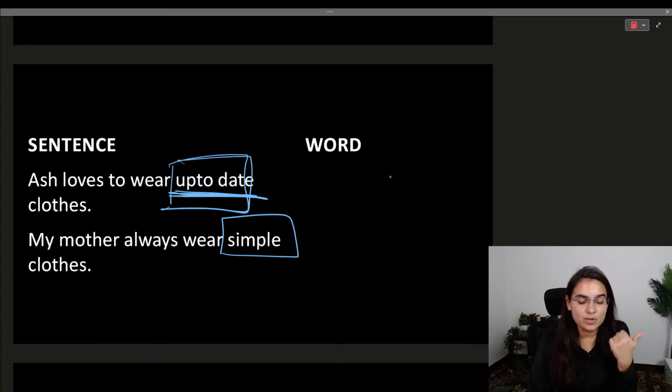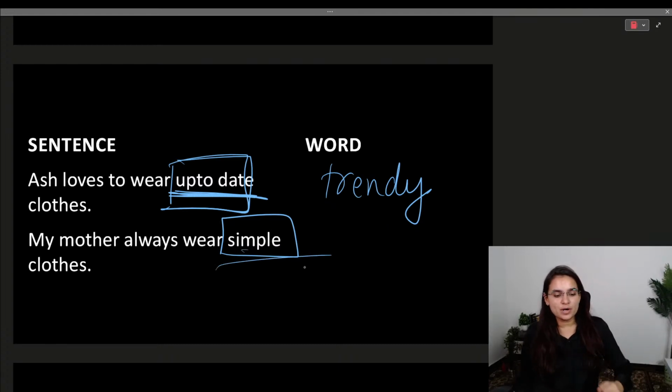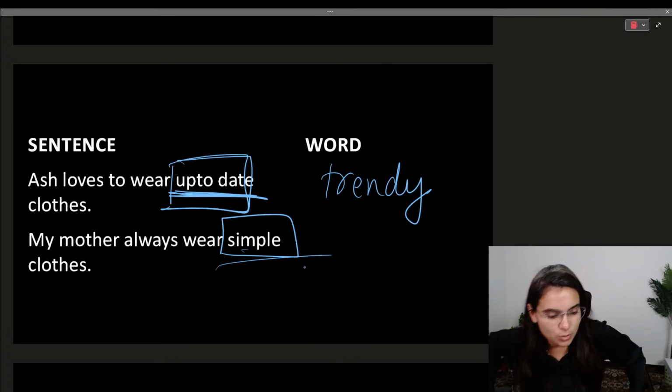Again, I'm repeating it. All of these things that I'm discussing today were discussed in the previous sessions. Roshan, you got the right answer. It means trendy clothes. Ash loves to wear trendy clothes. Okay. My mother always wears dash clothes. What kind of simple clothes? What's the other word for simple? Sober clothes is a very good word.